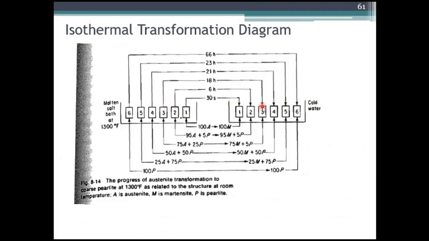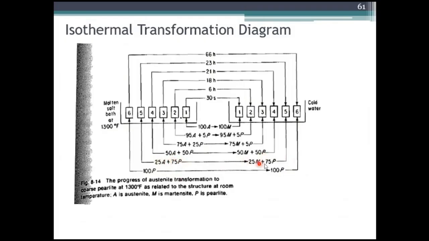Okay, different temperatures at which it is heated, and for how much time it is being done. How much austenite, perlite, and martensite is formed. At this temperature, 100% it will be perlite. At this point, it will be 25% austenite and 75% perlite.